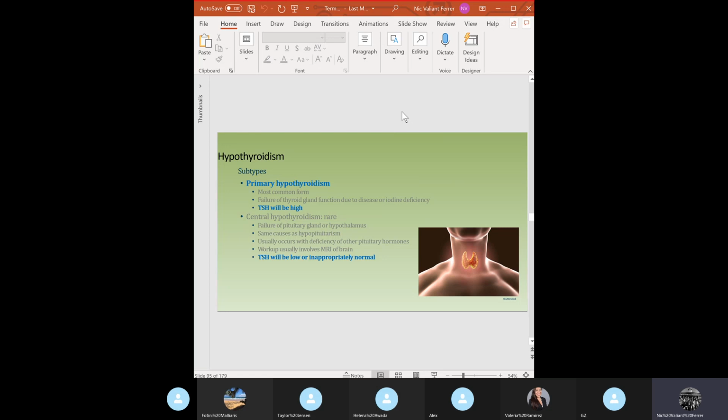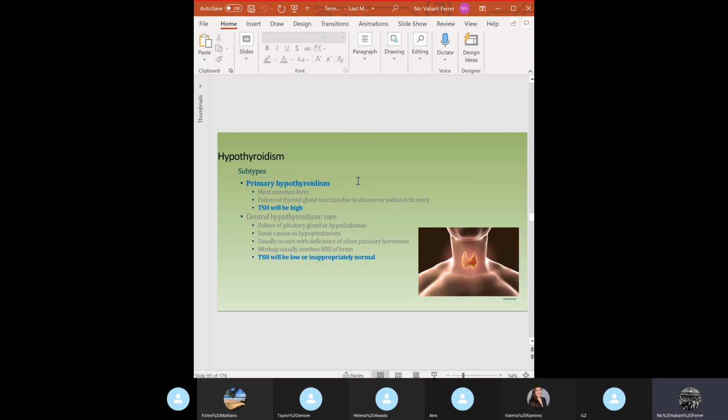And remember that the pituitary is the master gland, where your releasing hormones act. This is your master gland. So workup usually involves MRI of the brain. TSH will be low or inappropriately normal. But the high yield point here is primary hypothyroidism. Why? Because it's the most common form.